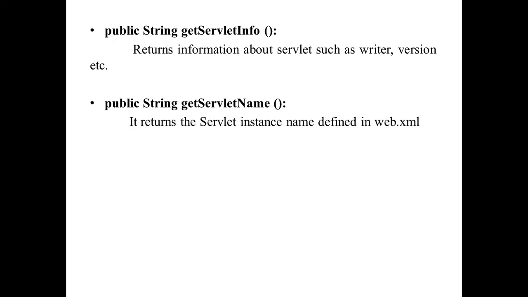Next method is public String getServletInfo(). This method returns information about the servlet such as the writer, version, etc. So if you want information about the servlet, that time the getServletInfo method is called. And the last method is public String getServletName(). It returns the servlet instance name defined in the web.xml. So the getServletName method returns the servlet instance name that is already defined in the web.xml file.